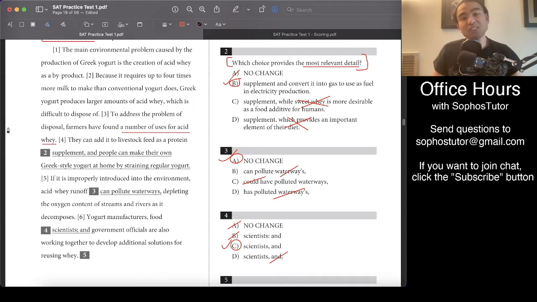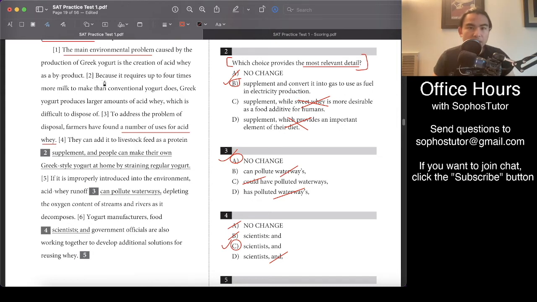I like this transition because sentence 5 goes directly from building on the main environmental problem caused by the production of Greek yogurt and expands on what that problem is. Acid whey runoff can pollute waterways, depleting the oxygen content of streams and rivers, etc. Okay. But we can't stop there. We have to consider how the next sentence, sentence 2, builds off of sentence 5. Okay.